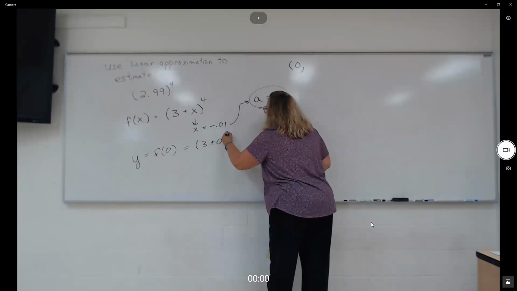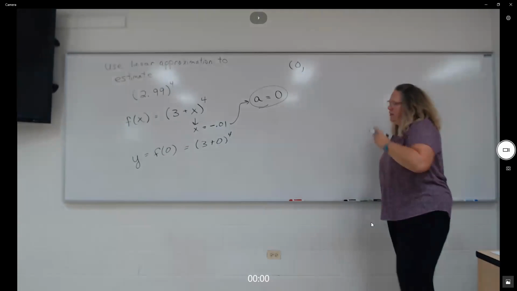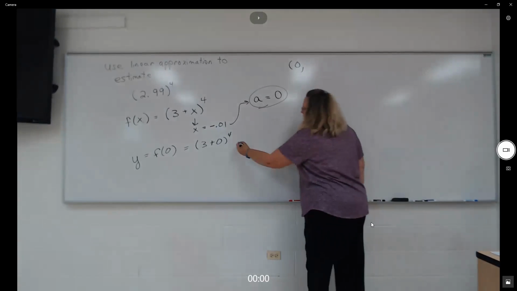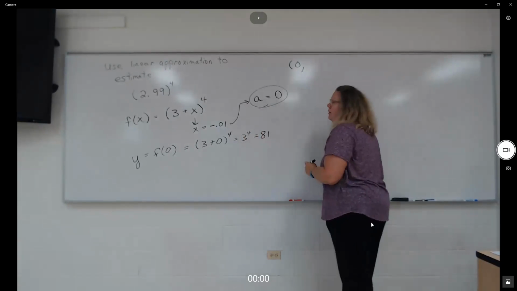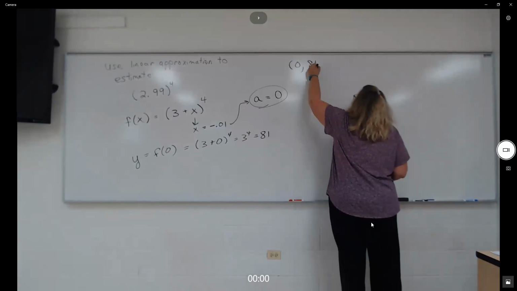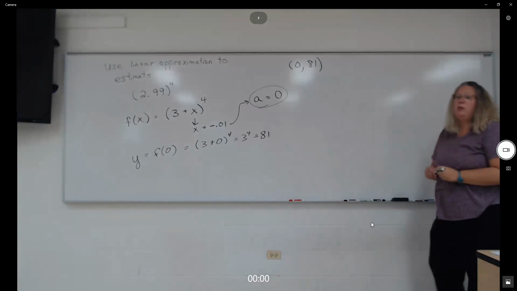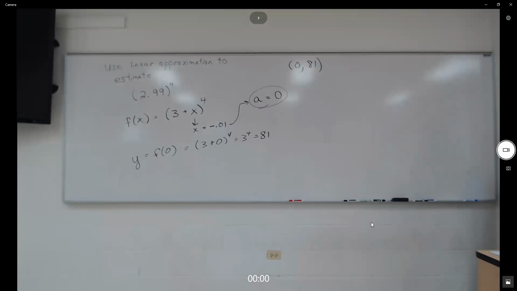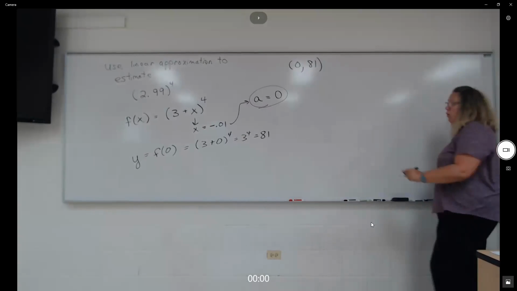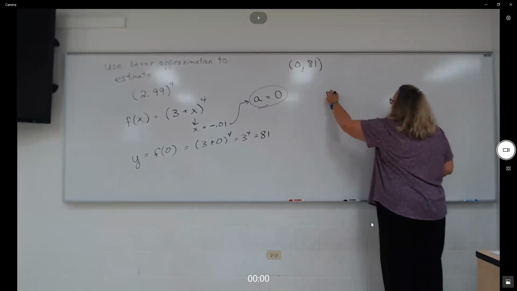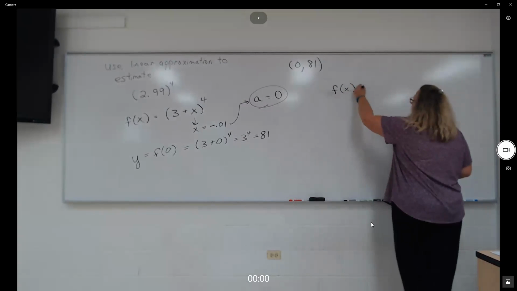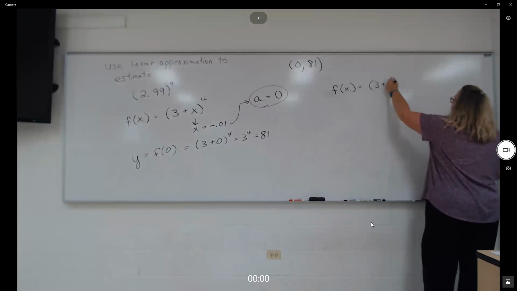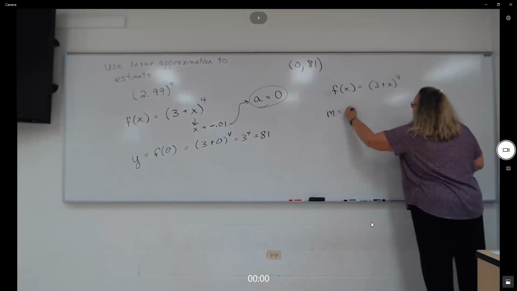3 plus 0 to the 4th. 3 to the 4th gives us 81. So now we're literally writing the linear approximation. So we've got x, we've got y, and then we need slope. So let me just rewrite this: 3 plus x to the 4th. Let's go find slope, which is the derivative.